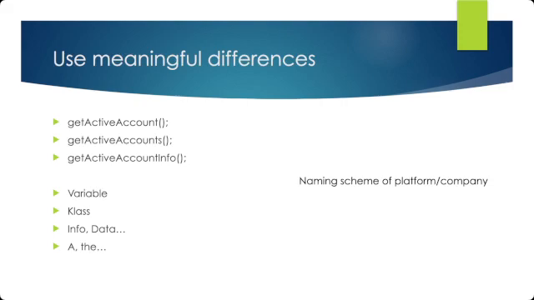Also avoid using generic terms like data, info, information, object, variable, or some kind of variant of the word class. They don't help the reader to understand the purpose of your code. And another little rule: don't use articles in names, like theAccount or something else.